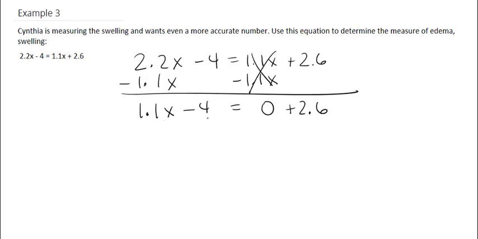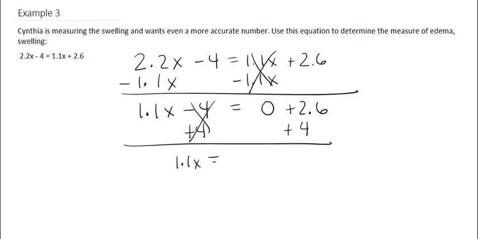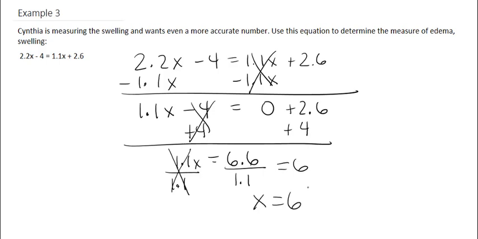1.1x minus 4. So then we will add 4 to both sides. So we get 1.1x is equal to 2.6 plus 4, which is equal to 6.6. Then we will divide by 1.1 on both sides. So we get what x is equal to. So 6.6 divided by 1.1, which can be confirmed by our calculators, is equal to 6. So x equals 6. Let's go to another example.